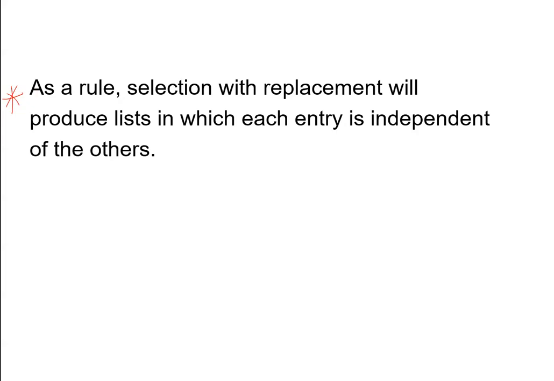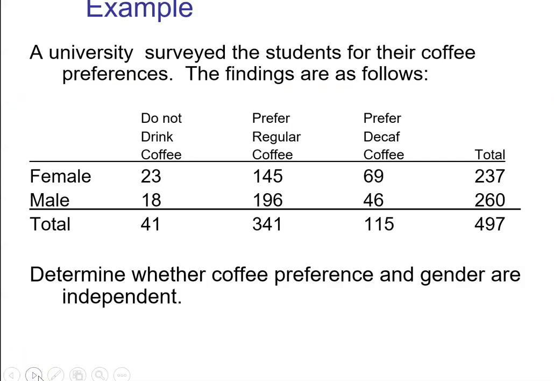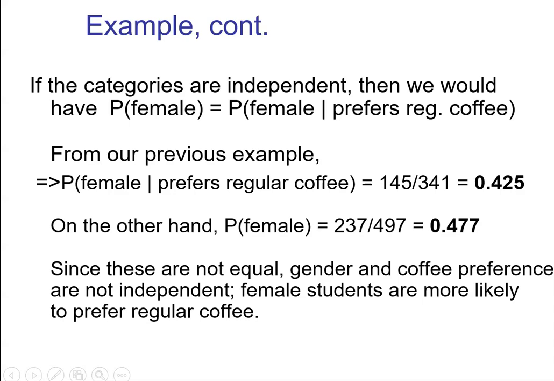Okay, so let's go back to our coffee drinking scenario here. Earlier we did this a couple weeks ago, and we just did it a little earlier too. Determine whether coffee preference and gender are independent. So if the categories are independent, then we would have the probability of being female equals the probability that they're female given that they prefer regular coffee. So from our previous example, we got that to be 0.425.